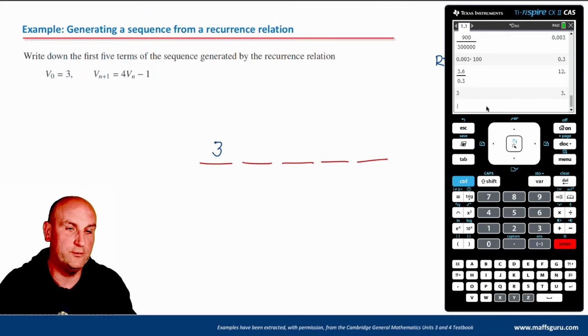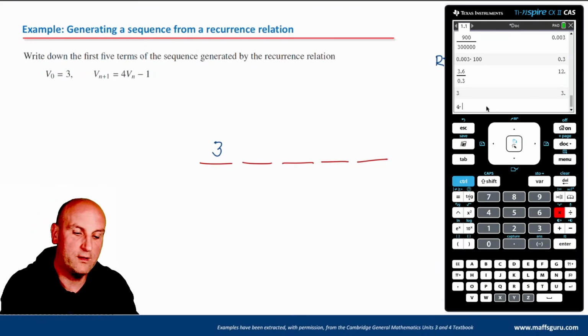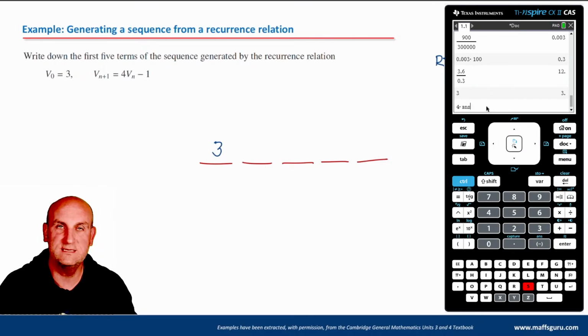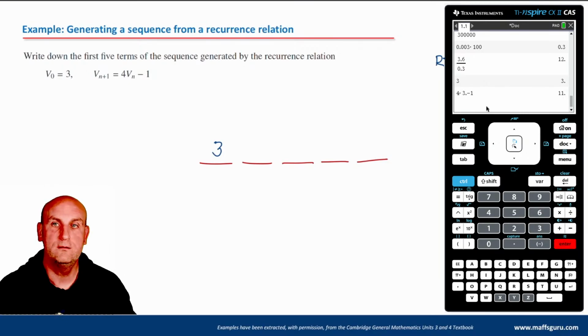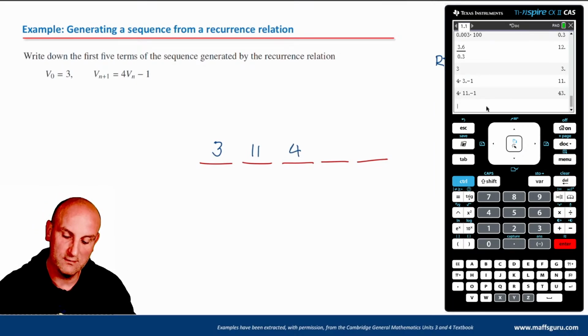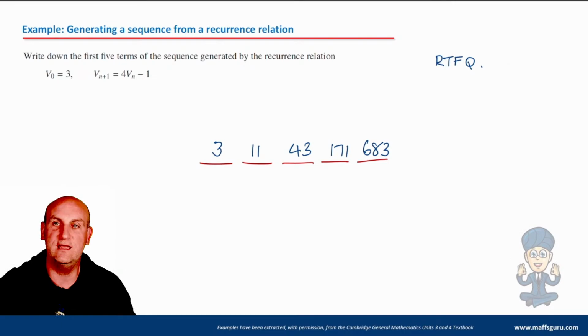Then I'm going to let it do all the hard work for me. So I'm now going to do 4 times answer. It's going to take that previous answer and I'm going to minus 1. Hit enter, I get 11. I don't need to do anything else because if I hit enter, I get 43. And if I hit enter again, I get 171. And if I hit enter again, I get 683. Why do I have to do the hard work when the calculator's there doing it for me?